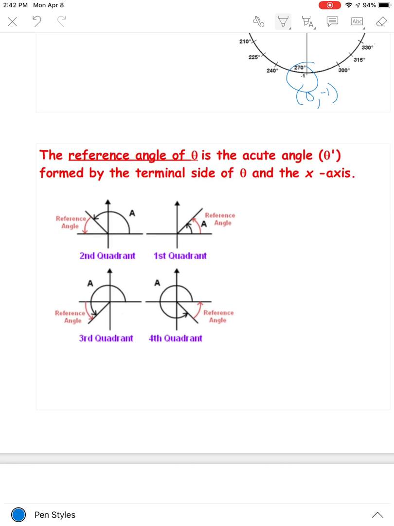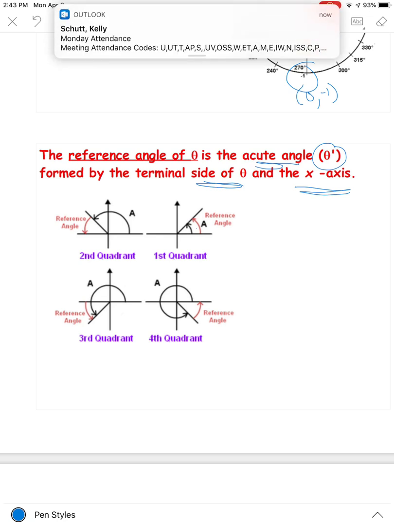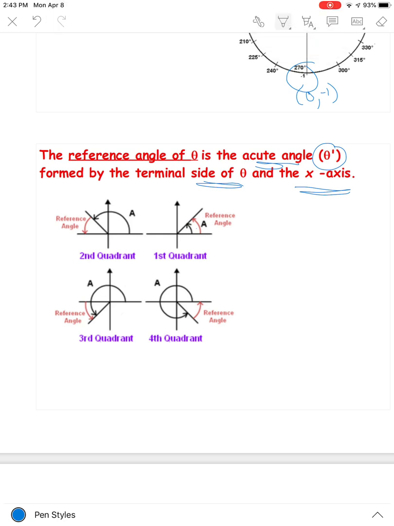A reference angle is a theta prime. That's how you read that little tick mark. It's an acute angle that is formed with the x-axis and the terminal side. So our reference angle could be here. Maybe we've got an obtuse angle, so our reference angle is down there. You could have a reference angle here and here. I'll let you take a look at that picture at the 4 different scenarios.